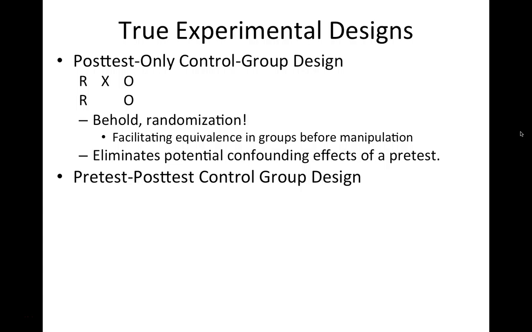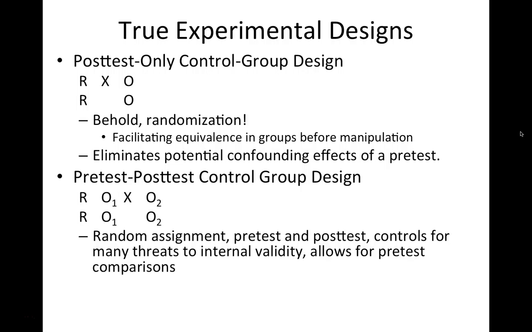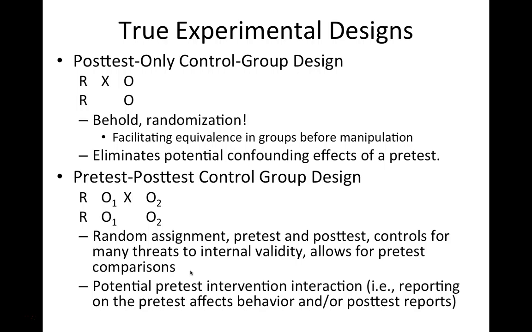For pretest, post-test control group design, I would say this is what we think about as the most traditional experimental design. We have randomization to groups. We have the pretest observation. We have one group who receives our manipulation or intervention, one group who does not, and then we have a post-test for everybody. So this controls for a lot of the threats to internal validity. It allows us to do some pretest comparisons. It allows us to look at change scores to see not just the post-test differences, but if there are differential rates of change in each of these groups.